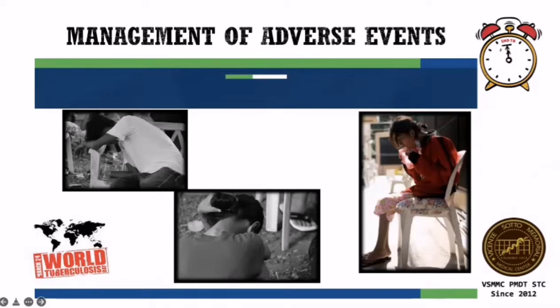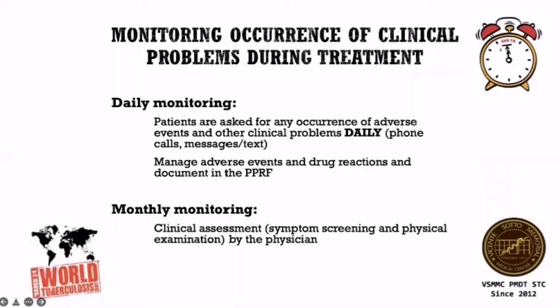If the MDR-TB regimen is not taken in full, the strain may develop resistance to some of the drugs in the regimen, making any future regimen rely on less effective and more toxic drugs. So how are we going to go about this?